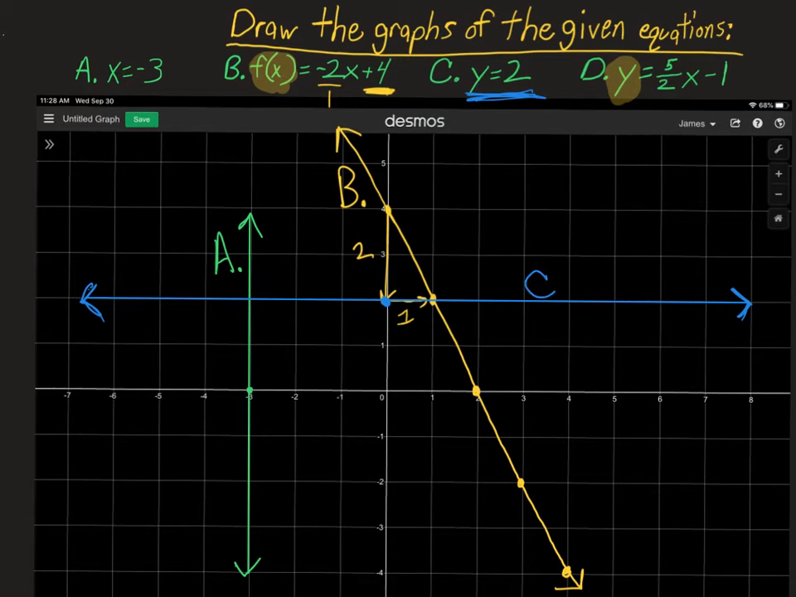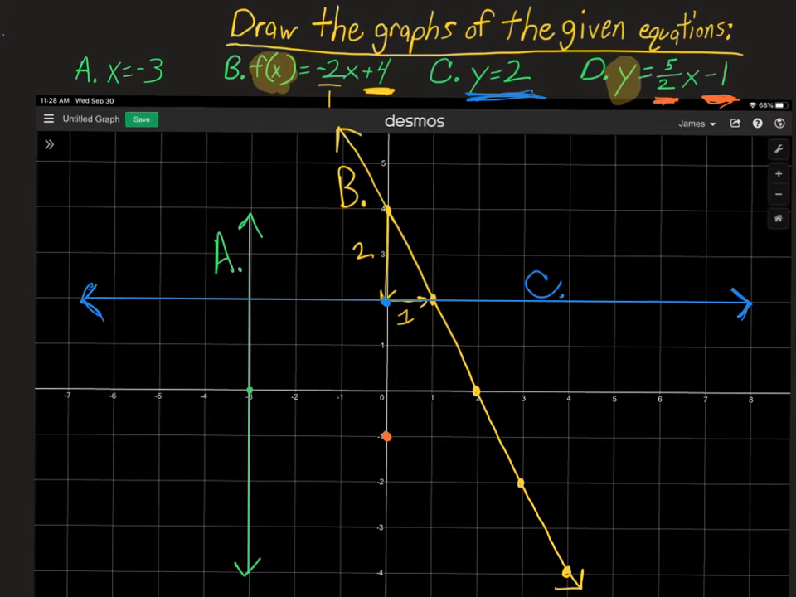And that's equation C. That was easy. And last one, D. Okay, it's starting at an intercept of -1. I always start right there, so go down 1. There's my point. And from there, I'll count my slope.